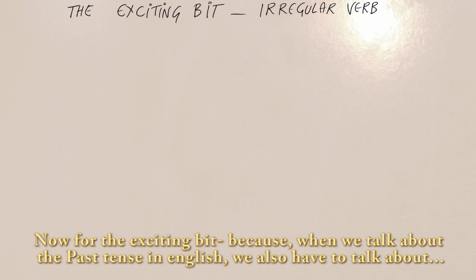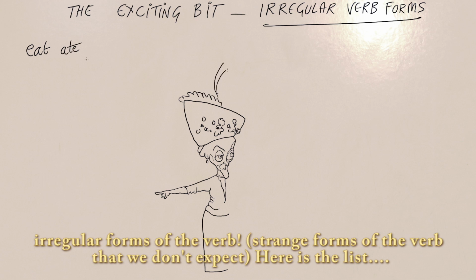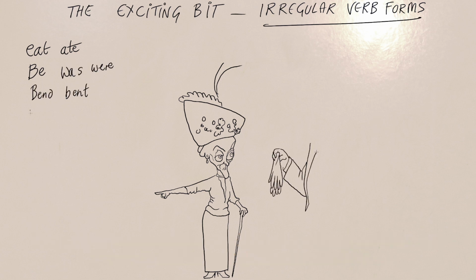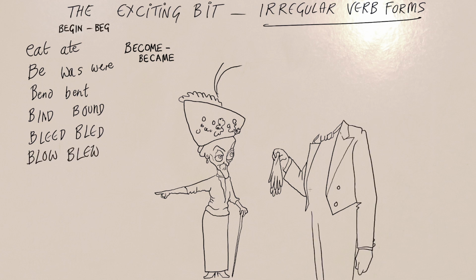Now for the exciting bit, because when we talk about the past tense in English, we also have to talk about irregular forms of the verb, strange forms of the verb that we don't expect. I eat is the present, but I ate is the past. The verb to be in the past: was or were. Become, became. Bend, bent. Begin, began. I began to talk a few minutes ago.